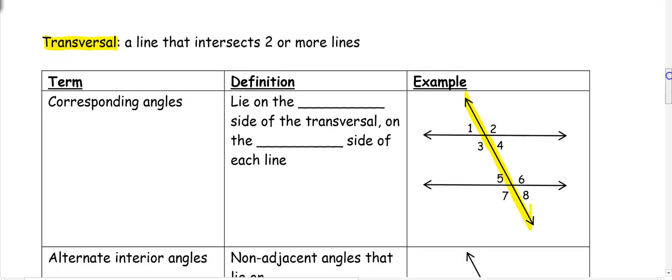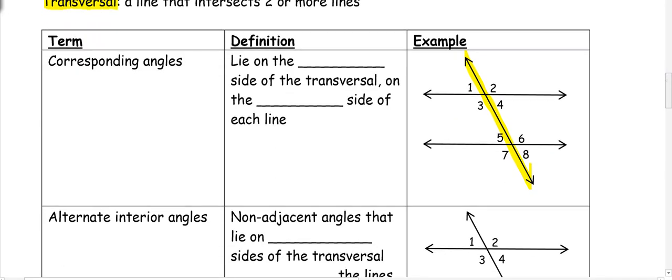So our first type of angle pair, using a transversal, is corresponding angles. Corresponding angles lay on the same side of the transversal and on the same side of each line. Another way to think about corresponding angles is that in the group of four angles, they're going to be in the same position as each other.